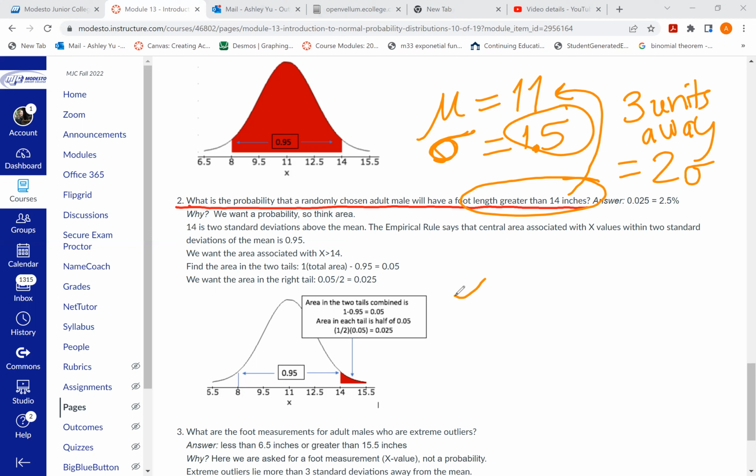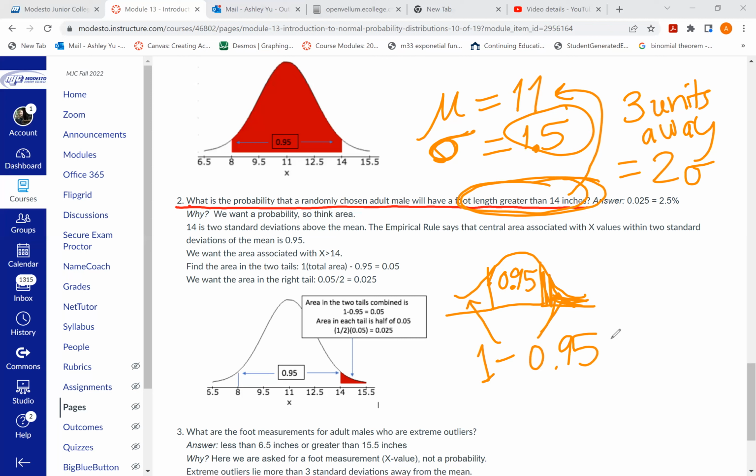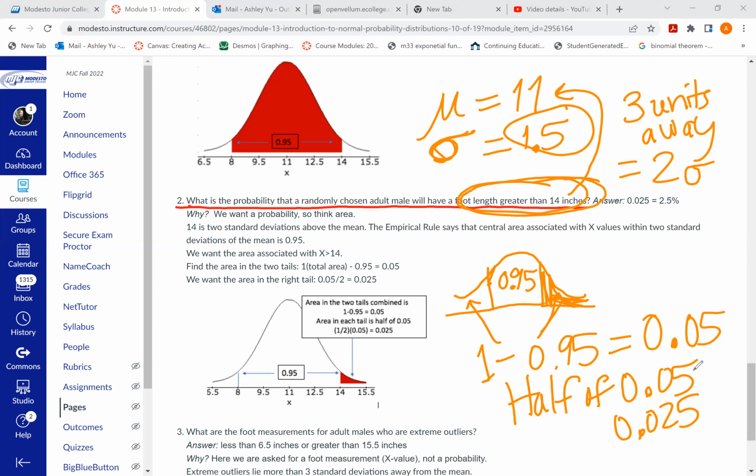So the area that's 2 standard deviations away, we already said from the empirical rule above, is 0.95. What's left over after you take the middle area out is the left and right tails, 1 minus 0.95, which is 0.05. But I'm only interested in values greater than 14, which means I only want the right portion. If I take away the 0.95, that just represents the middle. Whatever's left, 0.05, represents the left and right areas, but I only want half of that because I'm only interested in the right. Half of 0.05 is 0.025 or 2.5%.